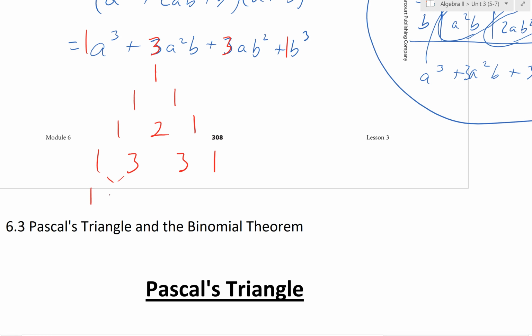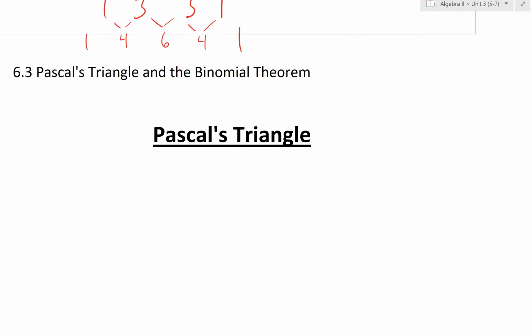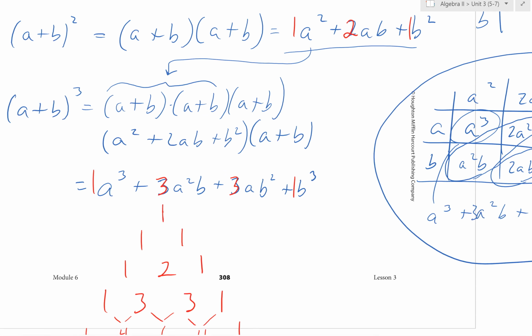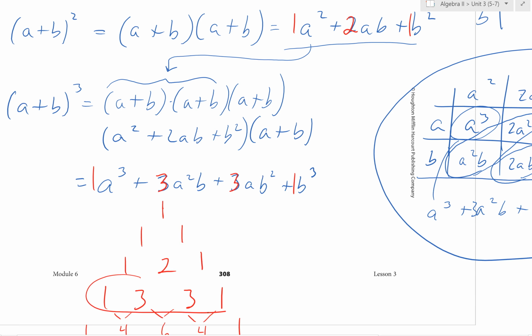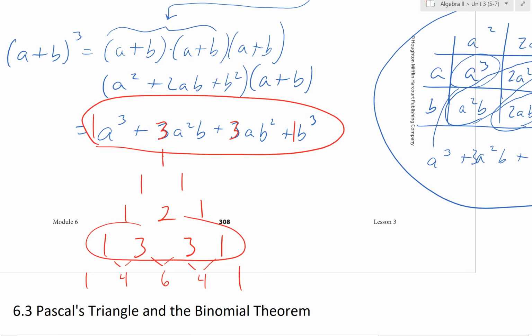1 and then 1 plus 3 is 4. 3 plus 4 is 6. 3 plus 1 is 4. And then it's going to end with a 1. And so this pattern creates what we know as Pascal's triangle. And so Pascal's triangle gives us the coefficients. See the 1, 3, 3, 1? Those were the coefficients that we got when we raised a plus b to the third power.